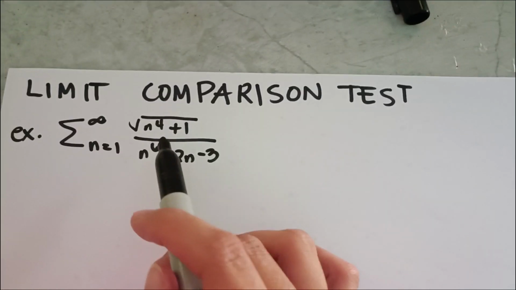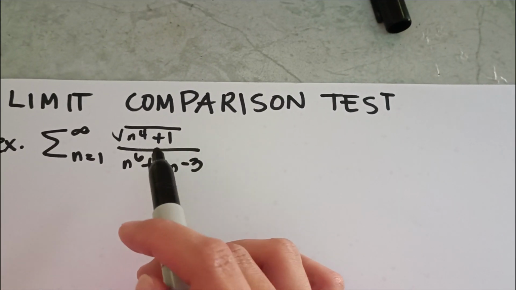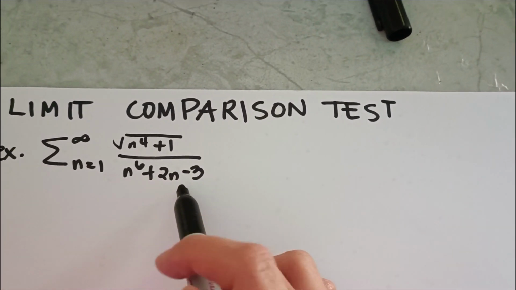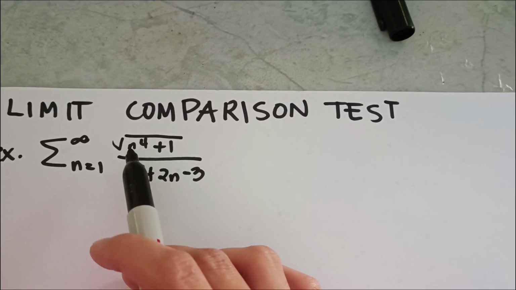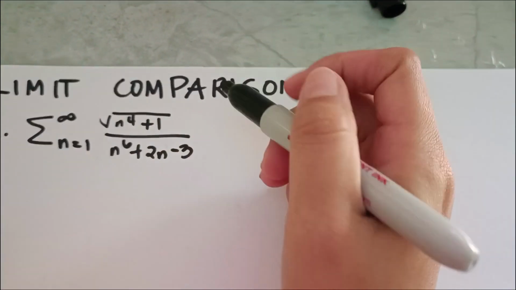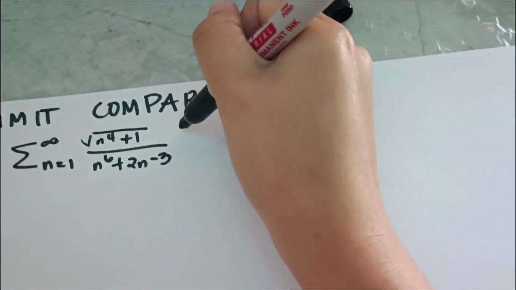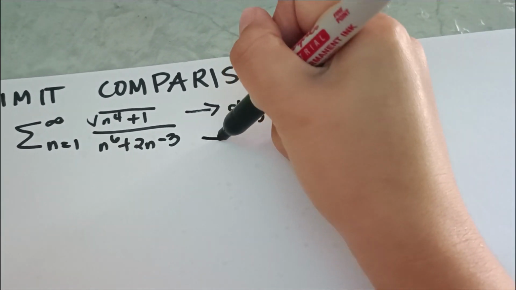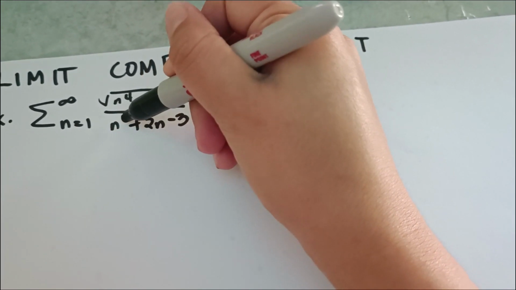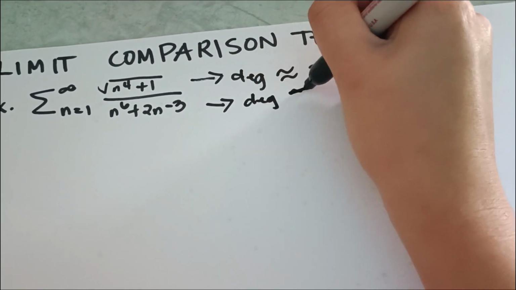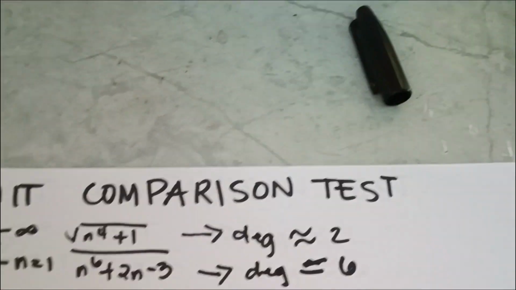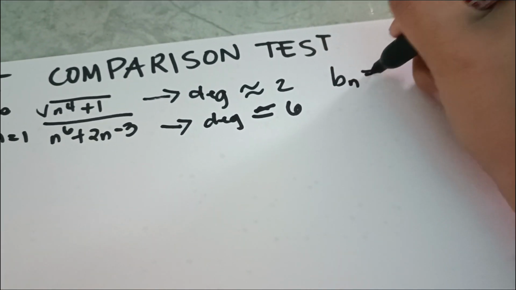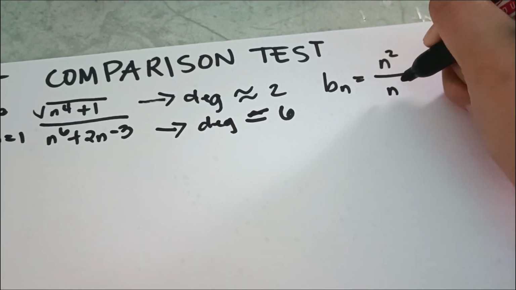You can see here this one is plus 1, so it makes our numerator larger, and this one is minus 3, so it makes our denominator smaller. So what is our degree here? Our degree here is 4, but because this one is the square root, our degree is approximately equal to 2. In the denominator we don't have a square root, so our degree is 6. So this is now our b sub n, which is n squared divided by n raised to 6.